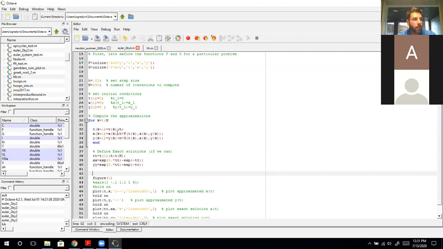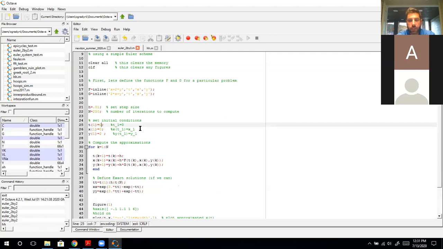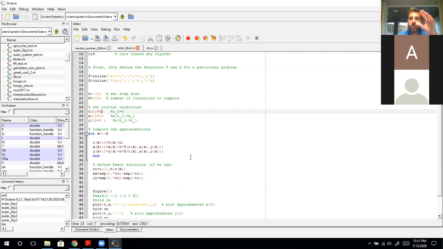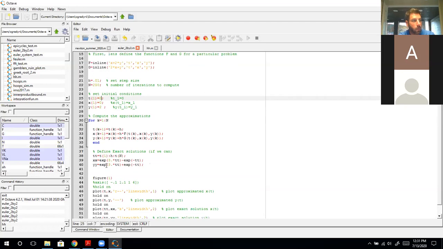So if I were to come up here and change my problem, maybe my initial conditions were different. Really, when you want to change the problem, the only things you have to change are the functions f and g, and then your initial conditions. That's it. You don't have to touch anything else. Well, okay, down here you have to modify the exact solutions. So you only need to touch three things: f, g, the initial conditions, and then XX and YY. Other than that, you don't have to touch anything.